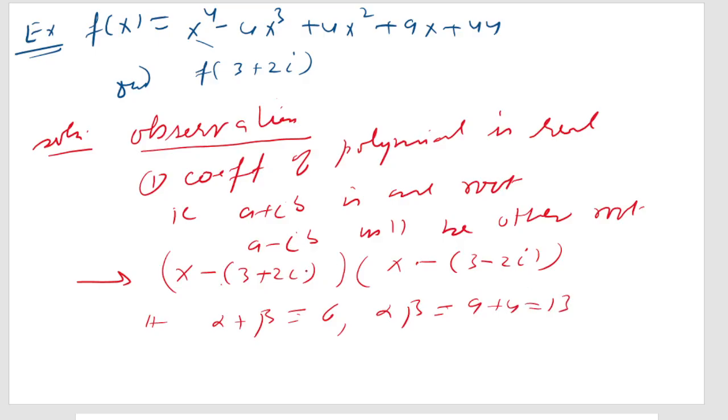So understand what is the corresponding second degree equation having roots 3 plus 2i and 3 minus 2i. That is x square minus sum of roots times x plus product of roots. This is the equation. This particular equation has roots 3 plus 2i and 3 minus 2i. Okay, now what does it mean?